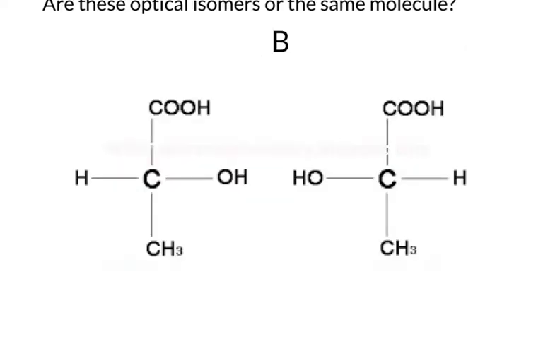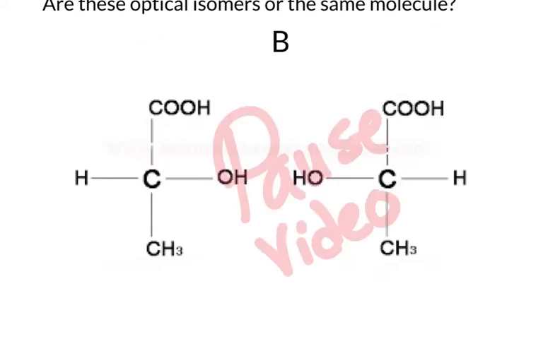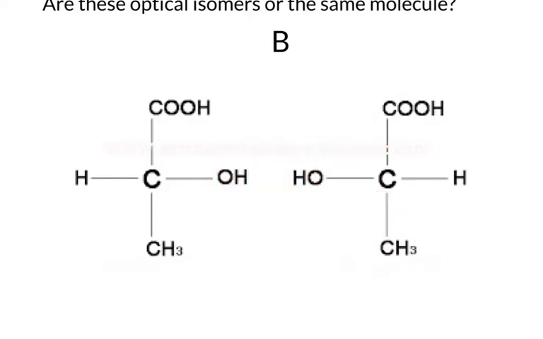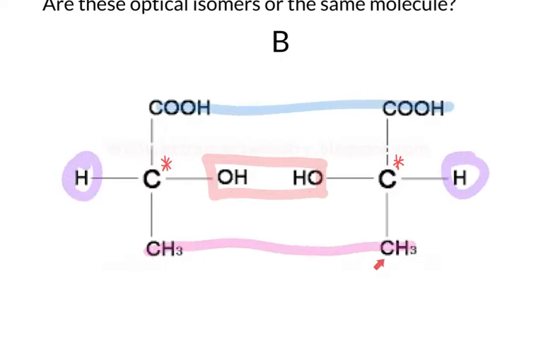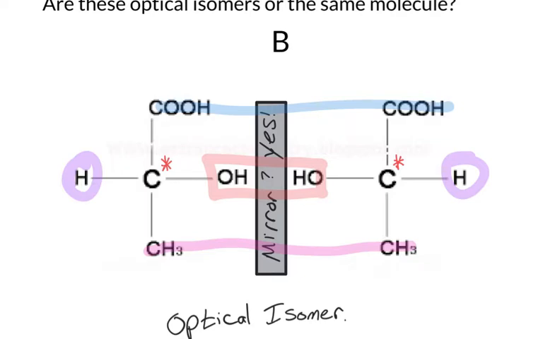Please pause your video and try letter B. Again, see if it's an optical isomer or if these are the same molecule. And we'll see that we have to find that asymmetric carbon, which again we found earlier is this carbon here. We're only going to focus on that, and we're going to see that the 2 OHs are closer to each other, the 2 hydrogens are pushing away, our CH3 and our COOH are in the same position, so this is a mirror image, and that makes this an optical isomer.